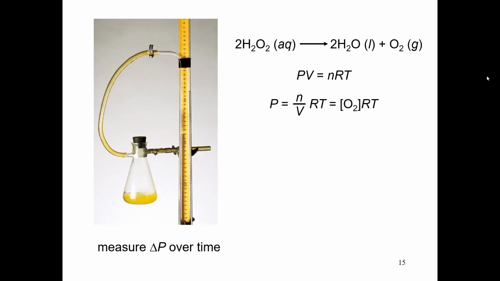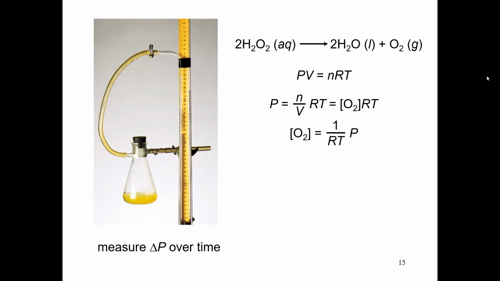And if we now rearrange the equation again, we can see that the molarity of the oxygen gas would be the pressure times 1 over RT. Remember that in the reaction, the pressure of oxygen is going to change, but we will carry out the reaction at constant temperature, so both R, the ideal gas constant, and T are constant.